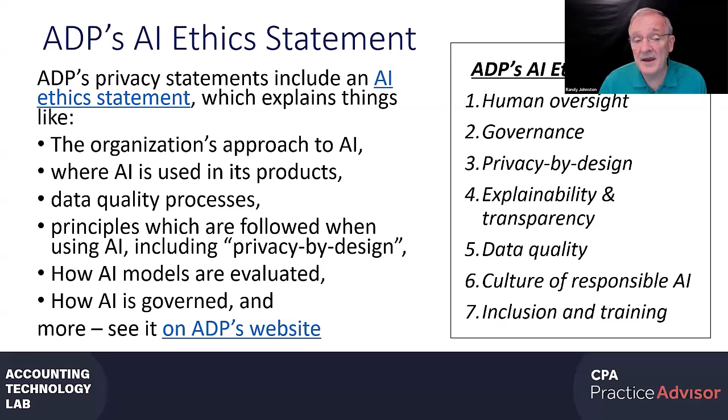And the ADP ethics principles here, I think, bear mentioning: human oversight, governance, privacy by design, explainability and transparency, data quality, the culture of responsible AI, and inclusion and training. And there's actually more, but I wanted to call those out because we think ADP is doing a good job on their AI and ethics, but this ability to be training models is a big deal.